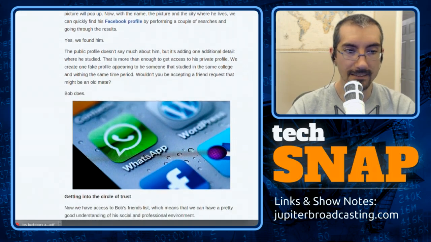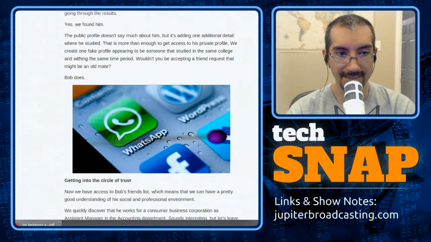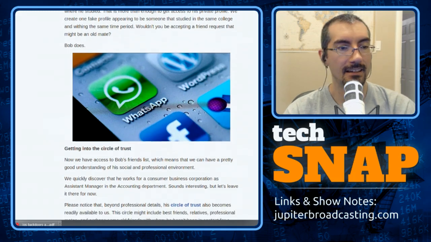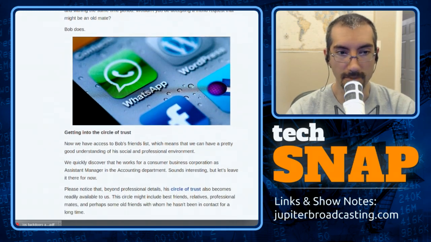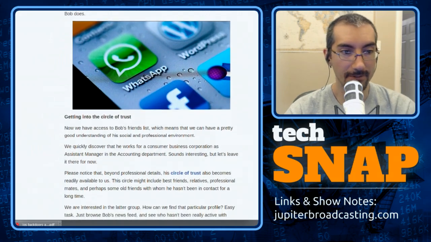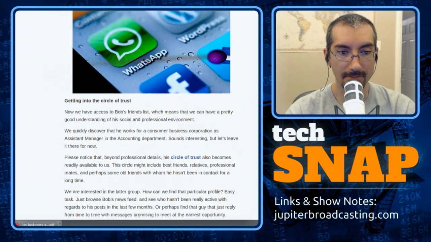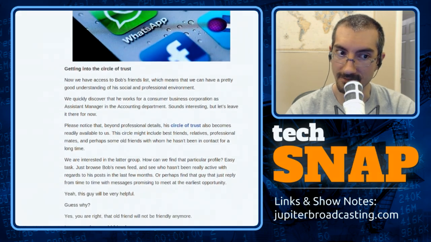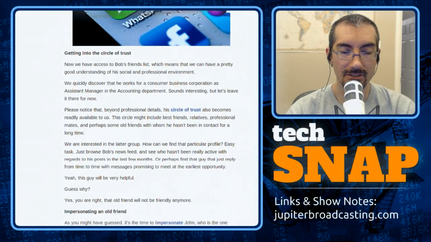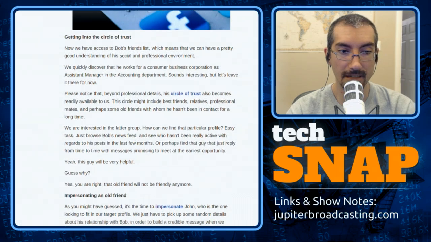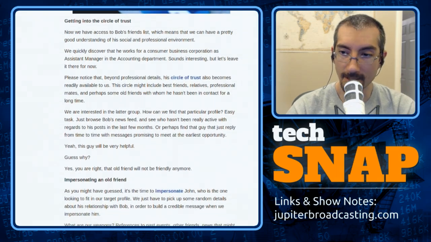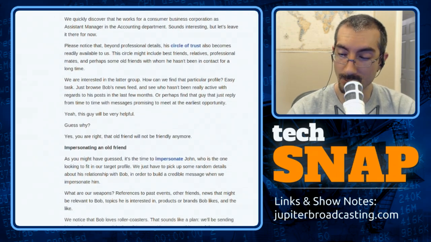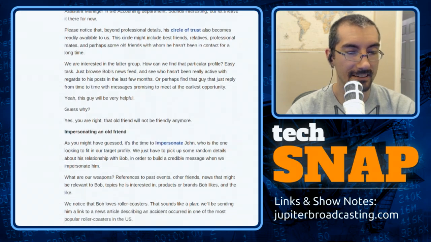So then he goes over to Facebook and searches for Bob in this area, comparing the pictures until he finds the right Bob. Probably easier if the guy's name isn't Bob, right? But anyway, he found the guy. The public profile doesn't say much about the guy, but it gives you additional detail, like what school he went to, which is enough for you to get access to his private profile. So you set up a new fake profile pretending to be some guy that Bob went to school with. And now Bob will accept your friend request on Facebook. It's an old friend, he just kind of forgot him.